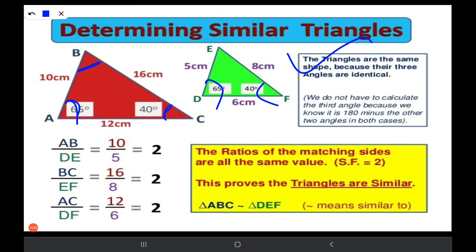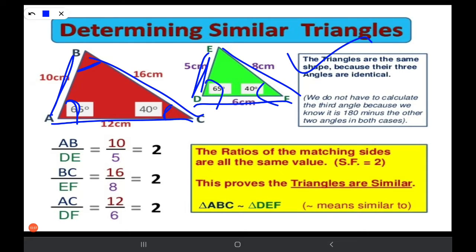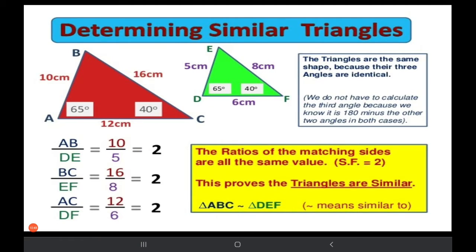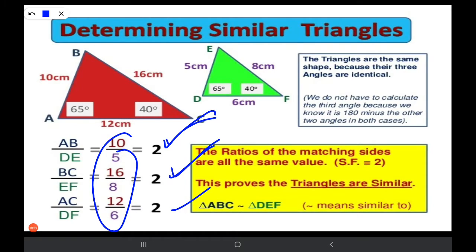If you take the ratios, AB is corresponding to DE, so AB by DE, and next BC by EF, and next AC by DF. The AB value is given as 10, and the DE value is given as 5. All the values substituted, and we got 2, 2, 2. It means all the corresponding sides ratio we got as 2.